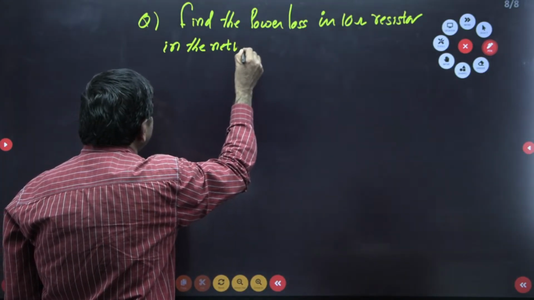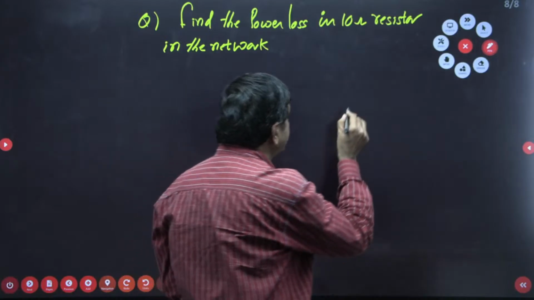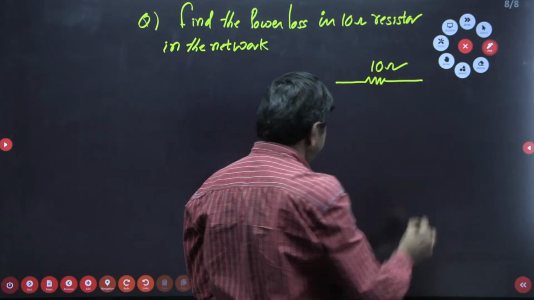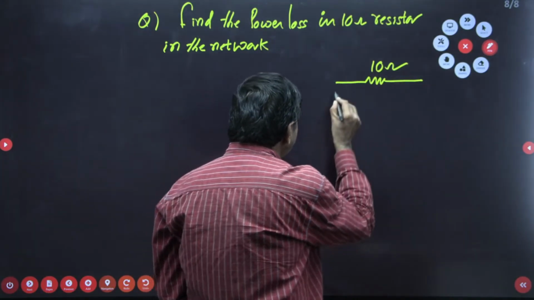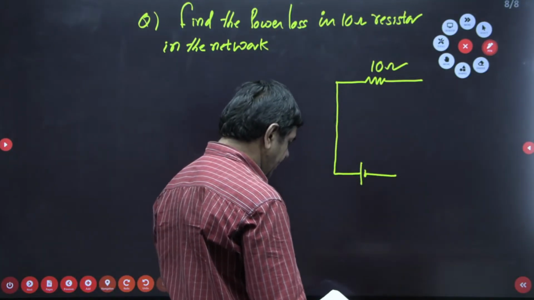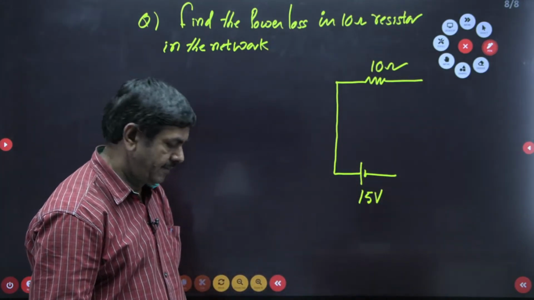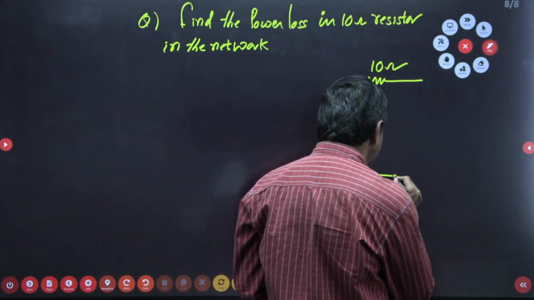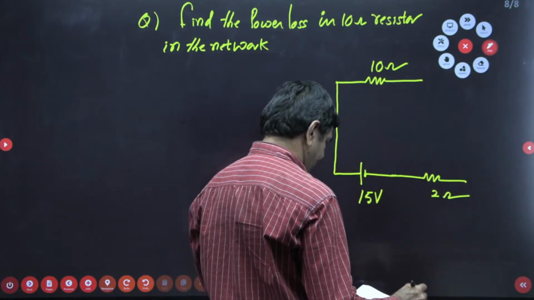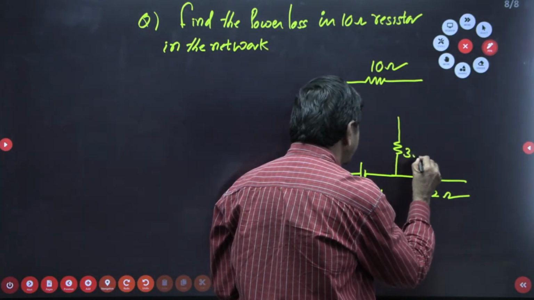But how the network is given, you please watch. There is a 10 ohm resistor here, connected with a battery. This is given with 15 volts. Also connected is a resistor of 2 ohms. Here it is connected with a 3 ohm resistance.